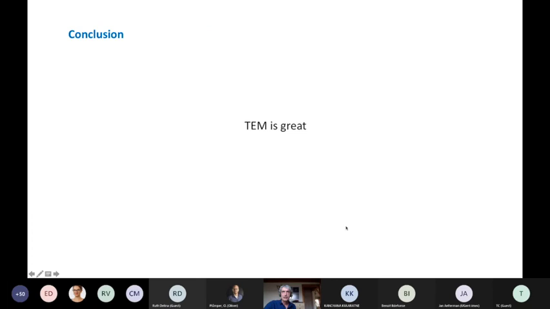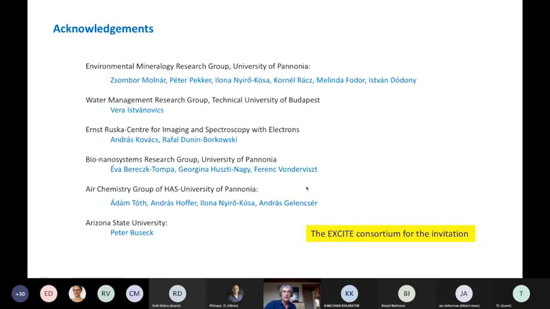Well, these were the examples. This is my summary slide. I wanted to make it more elaborate, but I didn't know how to summarize carbonates in lakes and phosphorus and magnetite in the urban air. So that's the conclusion. And I wish to acknowledge the help of many people.